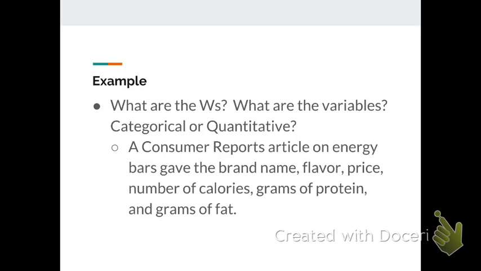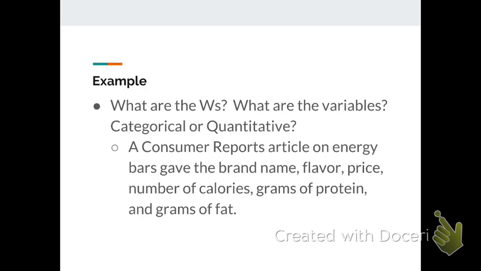So remember, the first W is the who. In this case, it's a little tricky. We've got a Consumer Reports article on energy bars that gives the brand name, flavor, price, the number of calories, the grams of protein, and the grams of fat in each of these different energy bars. And the who is not a person in this case. The who is the energy bars. So the who could be a person, it could be the individual or the respondent or the participant, but sometimes it is an object like the energy bars. It's the subject or the experimental unit in the study.